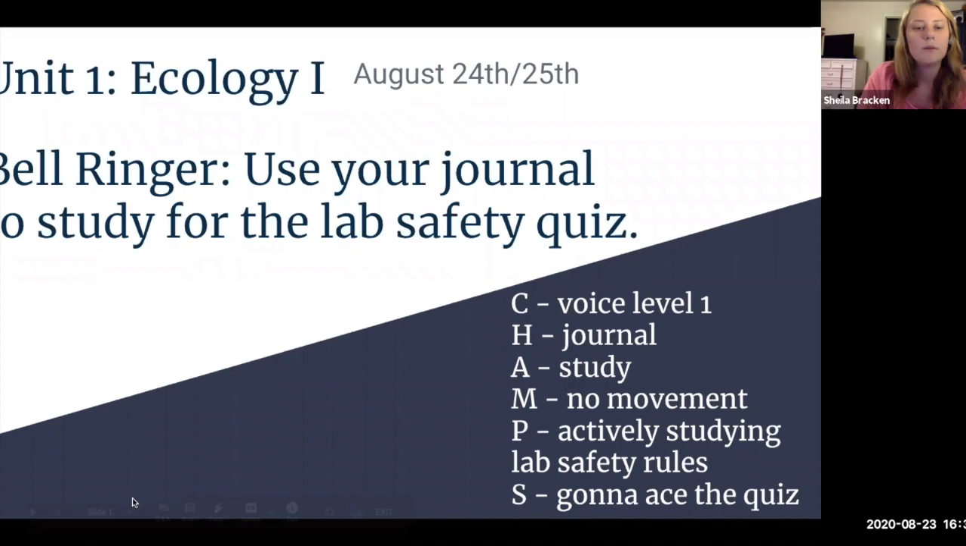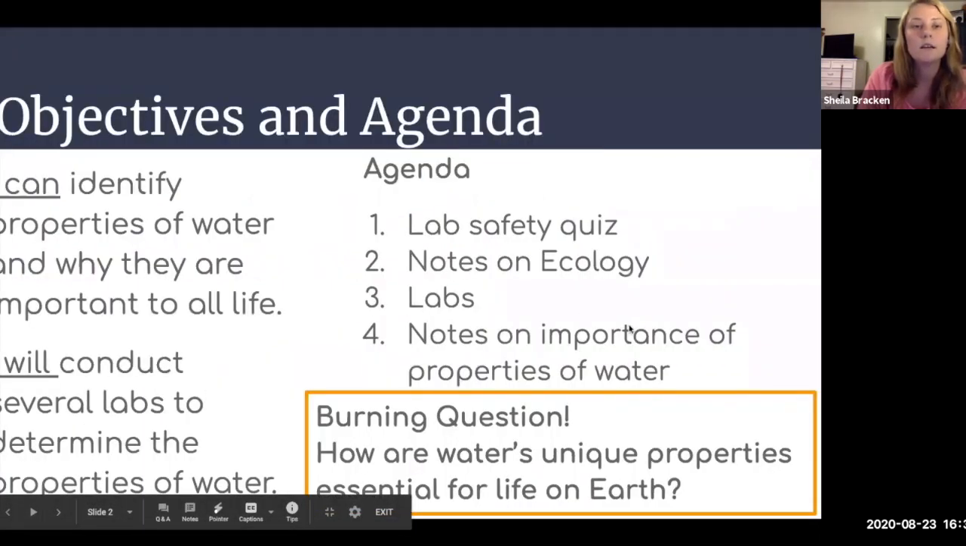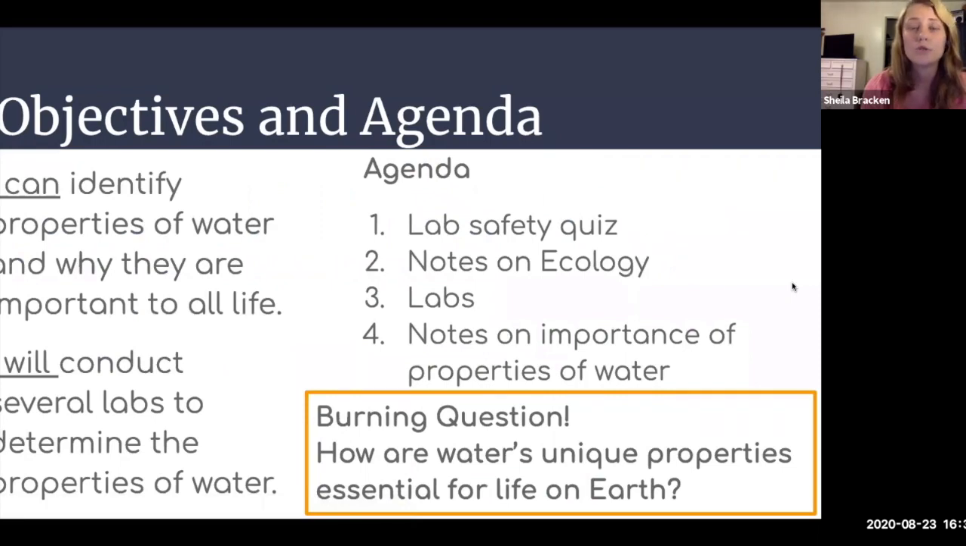So here we go. Today, our objectives are that I can identify the properties of water and why they are important to all life. I will conduct several labs to determine the properties of water. Our agenda is going to be the lab safety quiz, the way it's posted on Schoology, then notes on ecology. We're going to do our labs. Well, you're going to view the water lab activities, and then we're going to take more notes on why this is an important property of water.